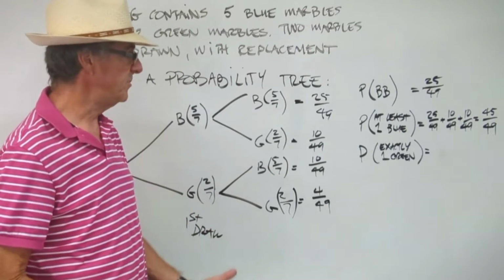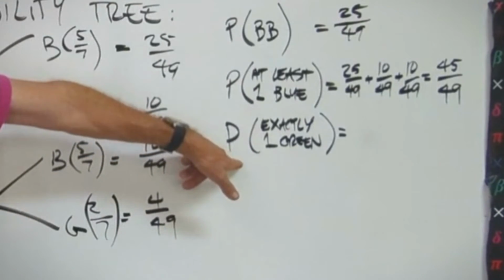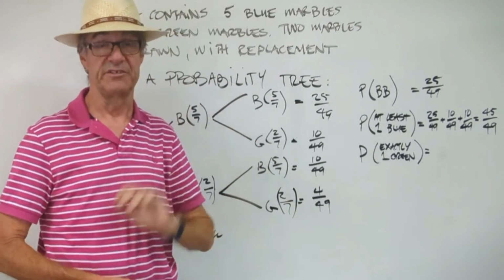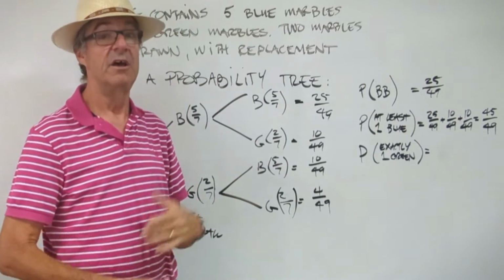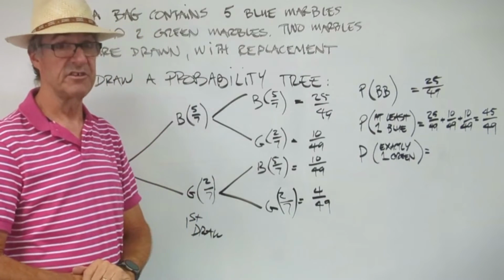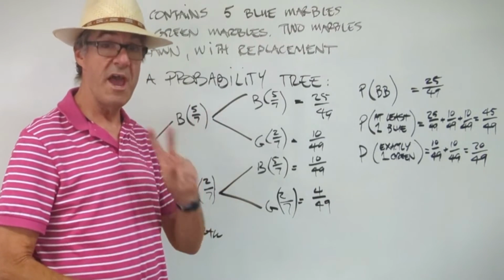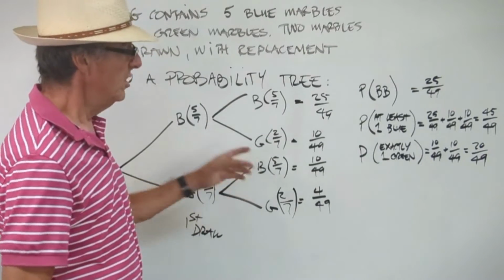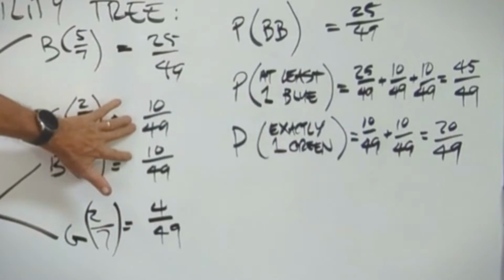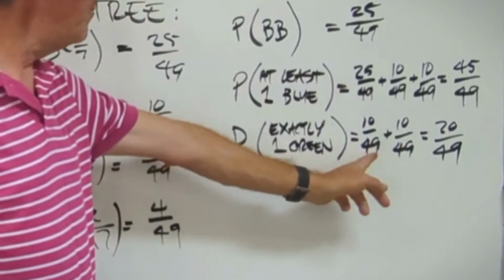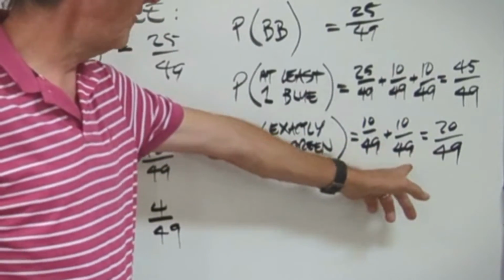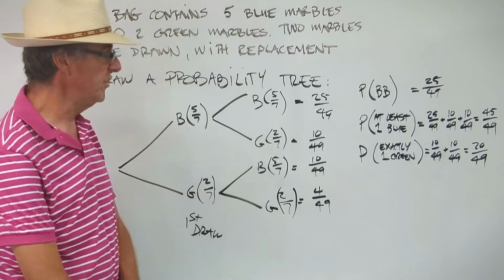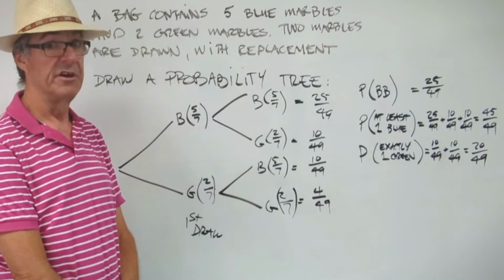Okay, one more probability. Exactly one green. So not 0 greens and not 2 greens. Exactly one green. Pause the video and do that calculation. All right, so there's two ways to get that. There's blue-green and green-blue. So what I've done is I've taken these two probabilities and added them up here, 10 over 49 plus 10 over 49, to get 20 over 49 for the probability of exactly one green.